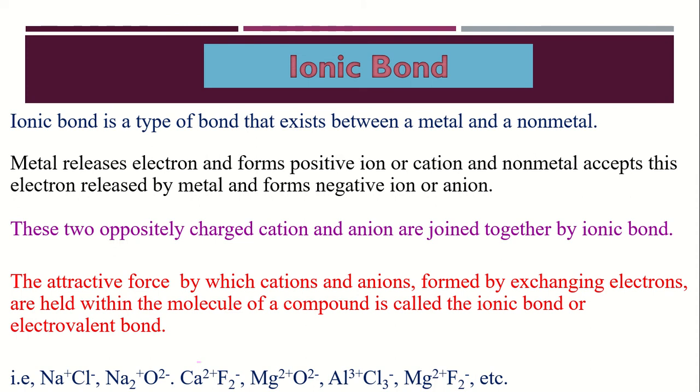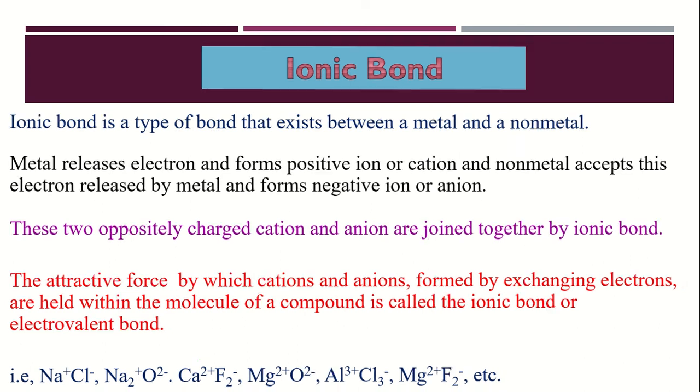For example, sodium chloride, compound of sodium metal and chlorine nonmetal, sodium oxide, compound of sodium and oxygen, calcium fluoride, magnesium oxide, aluminium chloride, magnesium fluoride, etc. All these compounds are made up of one metal and one non-metal. So these compounds are ionic compounds because in these compounds ionic bond is present.